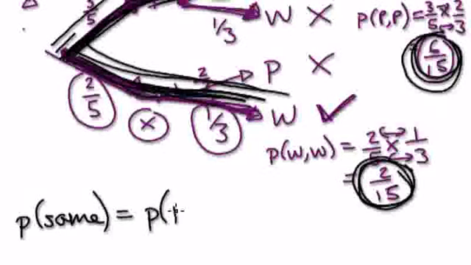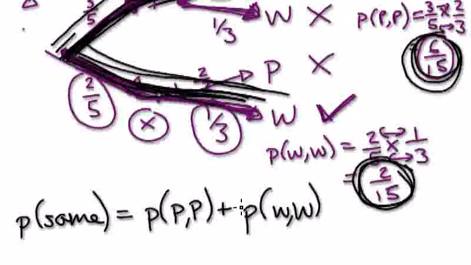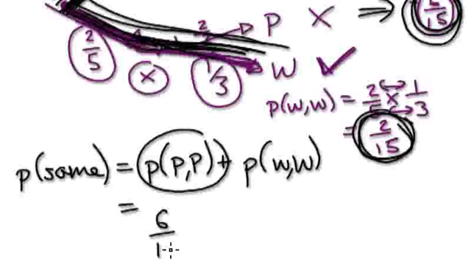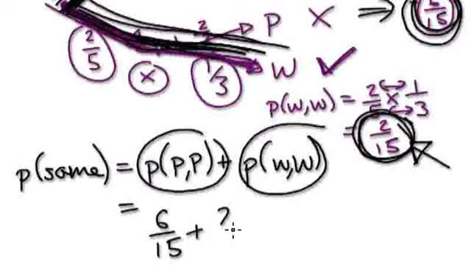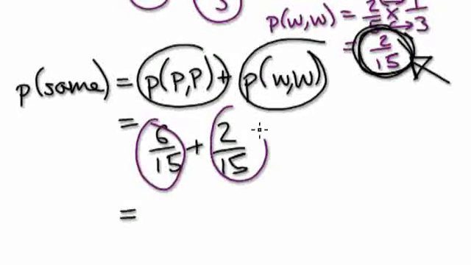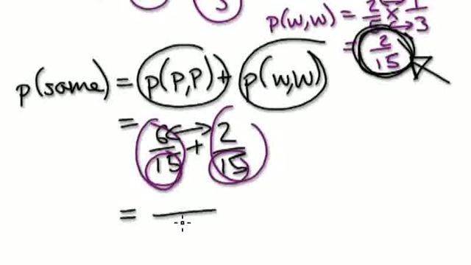So the probability of the same color equals the probability of purple and purple plus the probability of white and white. The probability of purple and purple is given by this thing here, so that would be 6 over 15, and the probability of white and white is given by this thing here, so plus 2 over 15. Now it's just adding the two together. The two denominators are the same, so that's quite easy. Just merge the top two parts, so it will be 8 over 15.